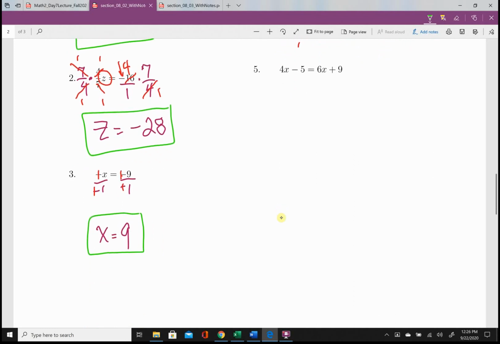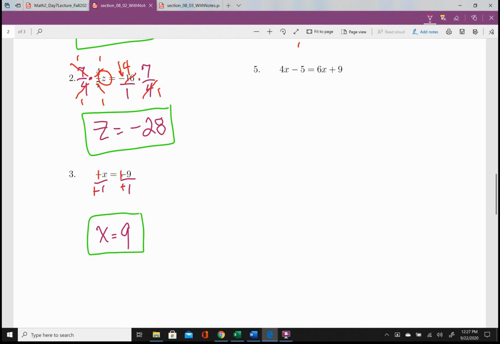Now here for number 5, we have a very special situation in which there are actually 4 correct ways to move forward, using first either the addition property of equality or subtraction property of equality, and then we'll use either multiplication or division property of equality subsequently. So what I mean by that is you can either subtract 4x from both sides, add 5 to both sides, subtract 6x from both sides, or subtract 9 from both sides. All 4 of those initial steps are completely valid.